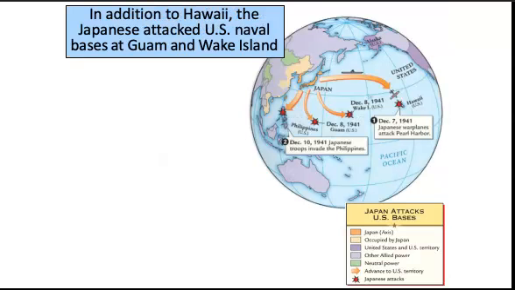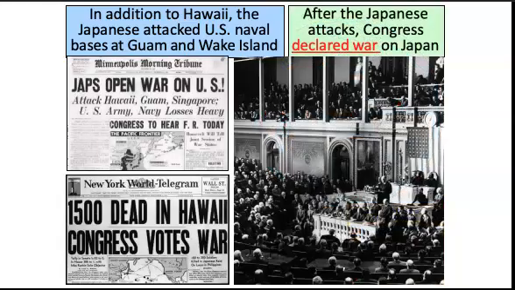In addition to Hawaii, the Japanese attacked U.S. naval bases at Guam and Wake Island. Addressing Congress on the day after Pearl Harbor, Roosevelt described December 7th as a, quote, day which will live in infamy. He asked Congress to declare that since the unprovoked and dastardly attack by Japan on December 7, 1941, a state of war had existed between the United States and the Japanese Empire.